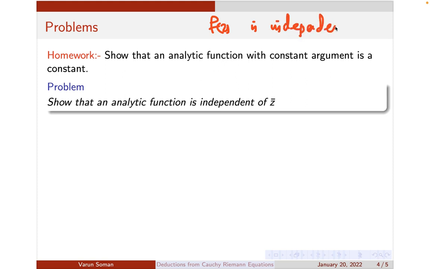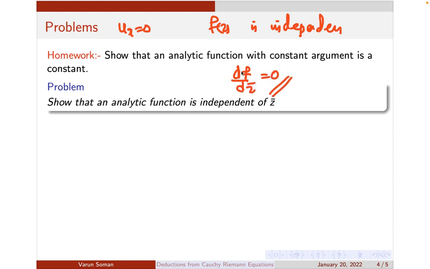As I told you, u was a constant because u did not contain x, u did not contain y in the previous problems. So how did you arrive at that conclusion? Because u x was 0. When u x is 0, you can say that your u does not contain x terms. Similarly, if u y is equal to 0, you can say that your u does not contain y terms. So how can you prove that f of z is independent of z bar, or how can you say that f does not contain terms involving z bar? You have to just show that the derivative of f with respect to z bar is 0.